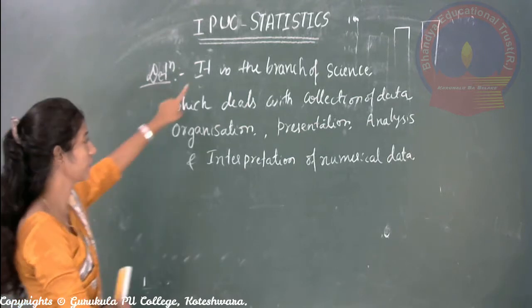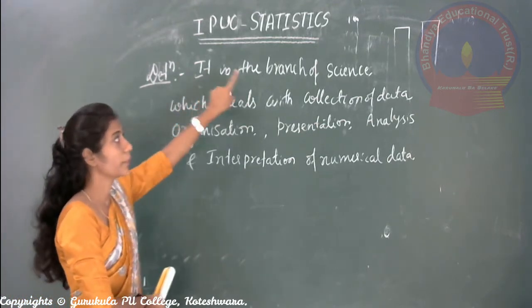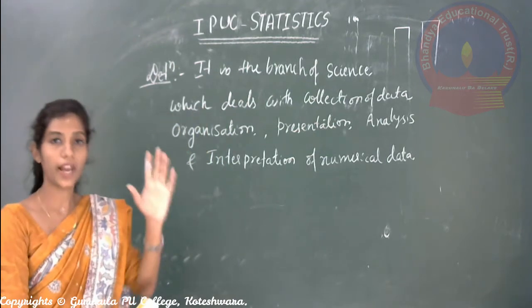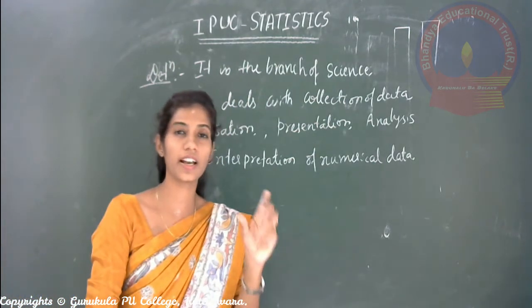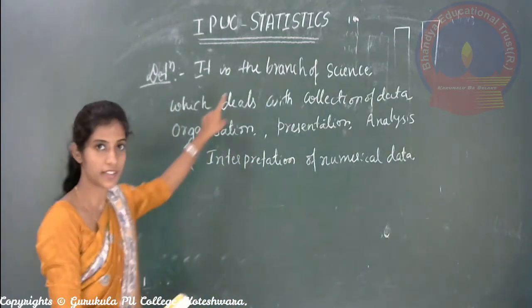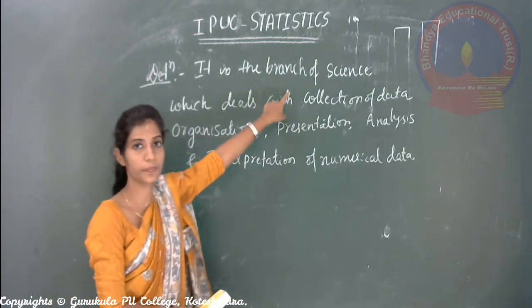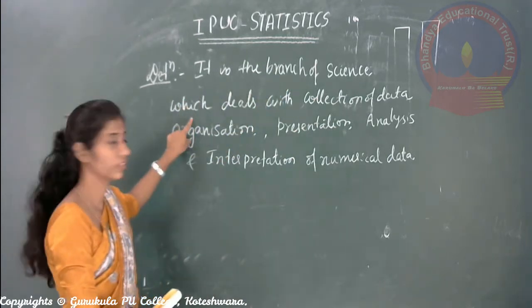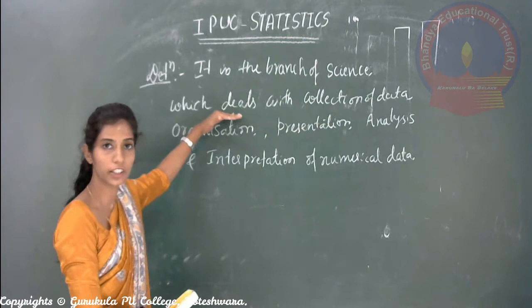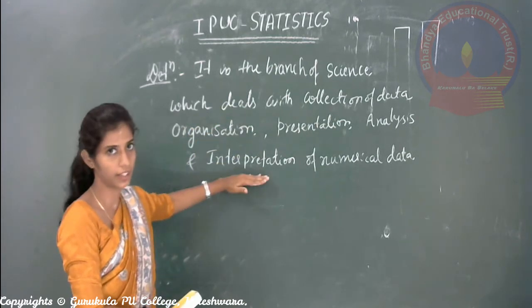That means here it is the branch of science. As I told earlier, in mathematics you have studied it as one chapter or maybe two chapters of statistics. Then it is a science. Science which deals with what? What all steps are involved?